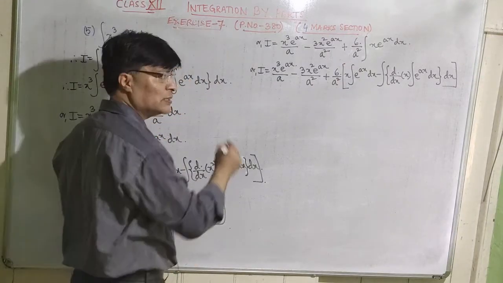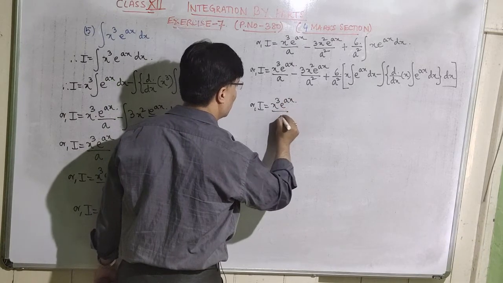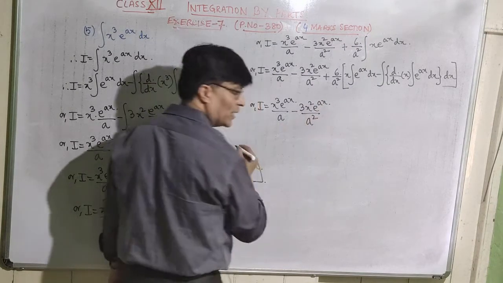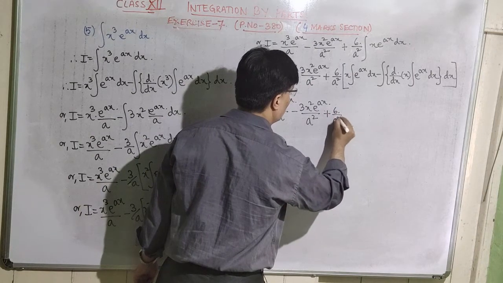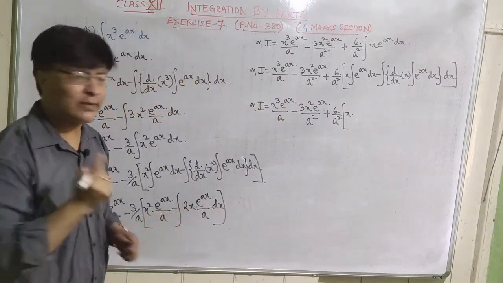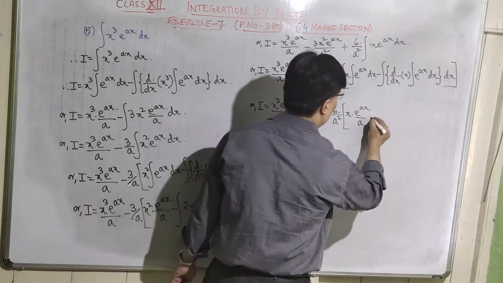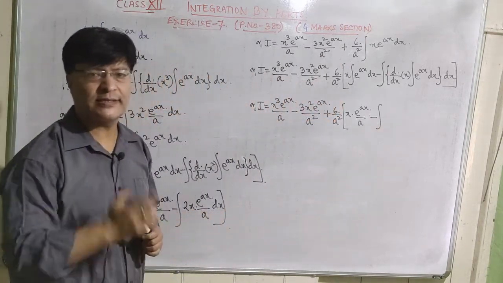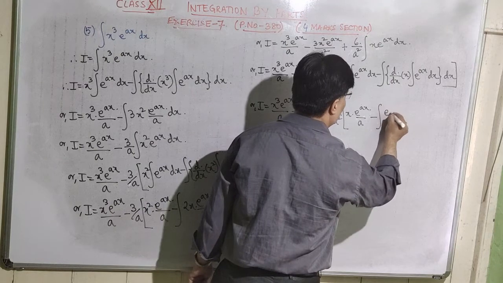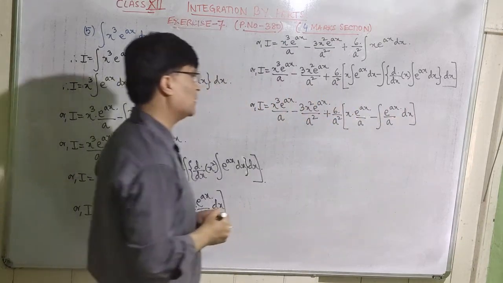Understood? So now let us simplify the expression within the third bracket. I is equal to x cube e to the power ax upon a minus 3x square e to the power ax upon a square plus, now this is 6 upon a square within the third bracket. x is kept as it is into, again what is the integration of e to the power ax dx? e to the power ax upon a, right? Minus integral sign, what is dy dx of x? That is 1. Will you write 1 there? No, you don't have to write this one. Again integrate e to the power ax dx, e to the power ax by a. Then for this integration you have to write down dx. So here the third bracket is closed.